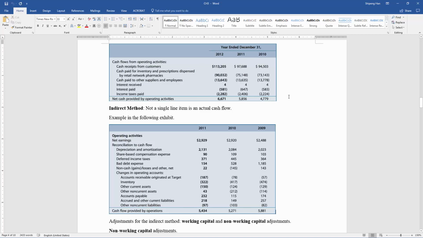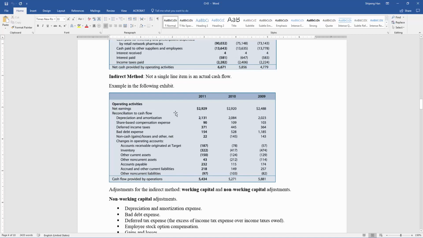Actually, most companies report using the indirect method. In the indirect method, we find the first line is always the bottom line from the income statement, either net income, net earnings, or net loss if the company has negative profit. So the starting point of operating cash flow is the bottom line of the income statement.